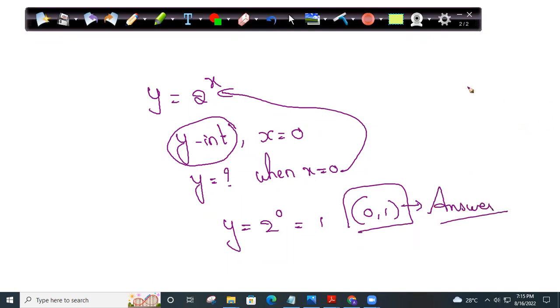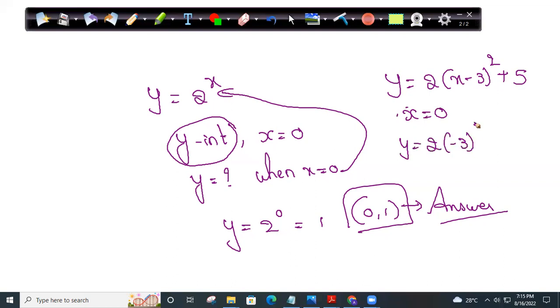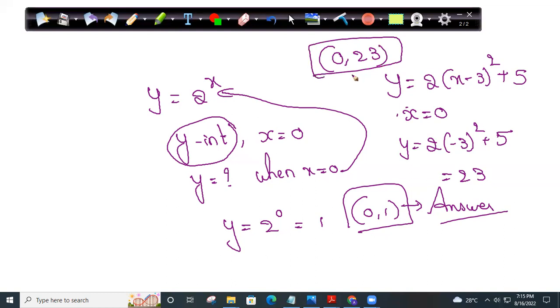Understand? If I have y is equal to 2 into (x minus 3) whole square plus 5, and I need to find the y-intercept, I'll plug in x is equal to 0. Therefore, y-intercept is 2 into minus 3 square plus 5, which is 18 plus 5, 23. So 0 comma 23. So y-intercept is the value of y when x is equal to 0. As simple as that.